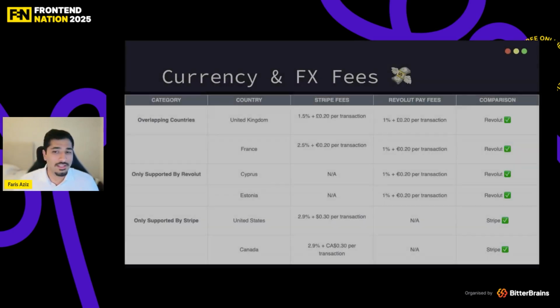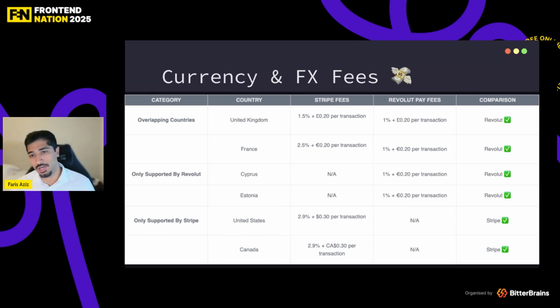And we'll look at this in an example with Revolut and Stripe. So here I'm showing overlapping countries, only supported by Revolut and ones only supported by Stripe. So in the case of the United Kingdom, if you want to be charging in British pounds, there's a 1.5% Stripe fee and a 20 pence fee per transaction. If you route that payment through Revolut, you have still the same 20 pence transaction fee, but there's also the 1% attached to it. So you actually make a saving there if you go with Revolut.